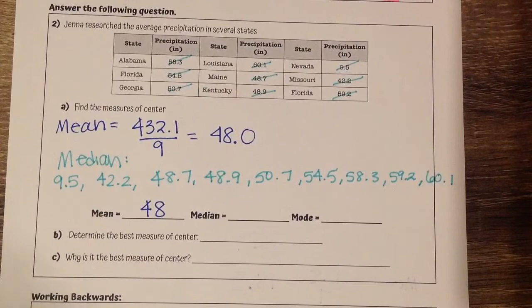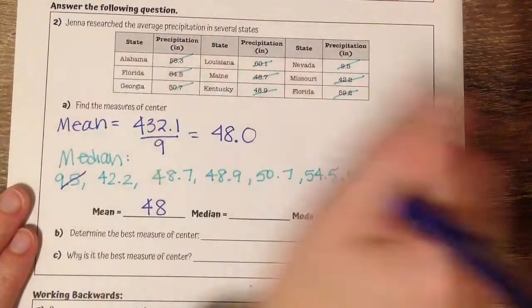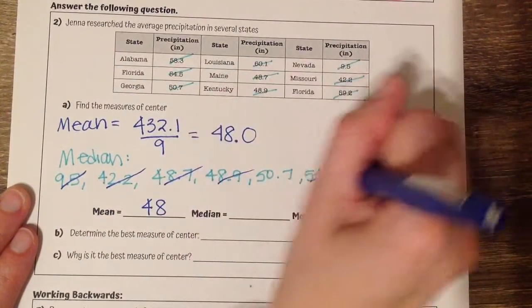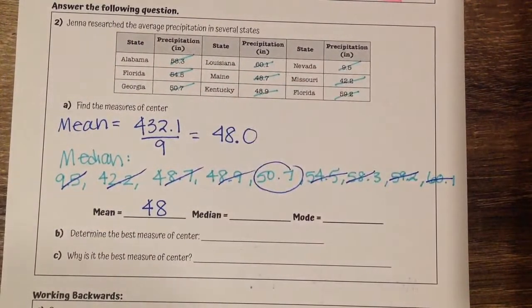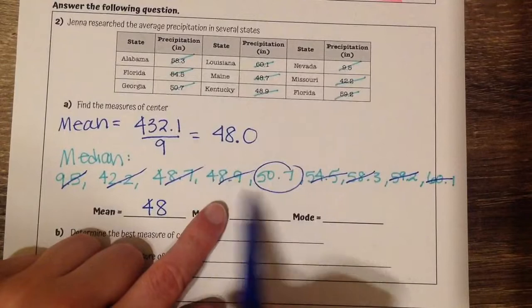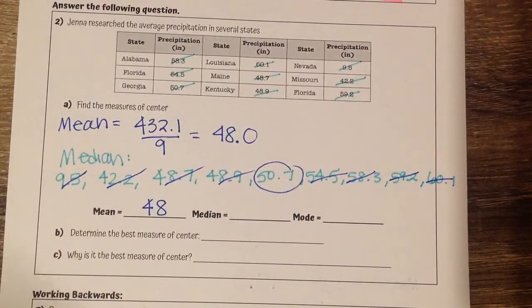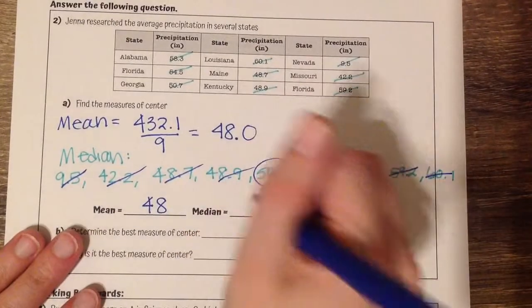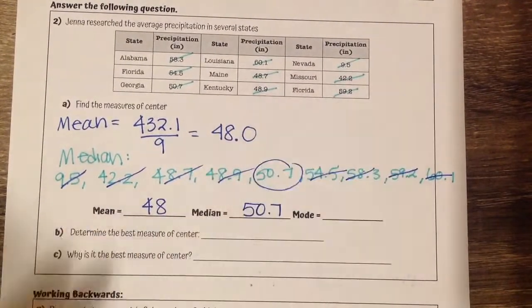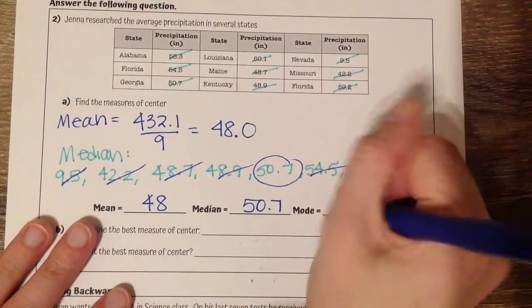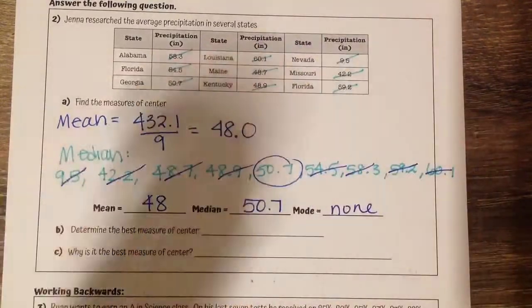So we are going to go ahead and cross off lowest, highest, lowest, highest, lowest, highest, lowest, highest. We have one value in the middle. Now remember, if we had circled two numbers in the middle, we're going to add those two together and divide by 2 to find the actual median value. But here, our median value is 50.7. And then looking at this again, do we have anything that repeats? Nope. So there is no mode in this one.